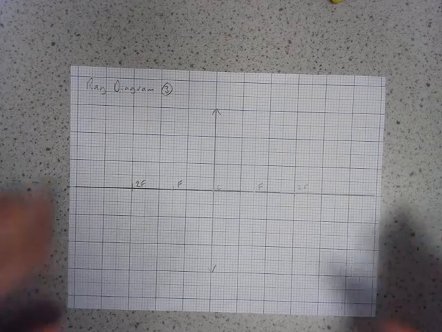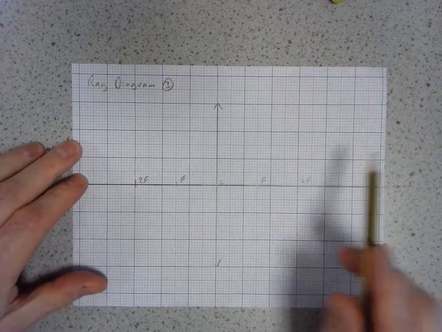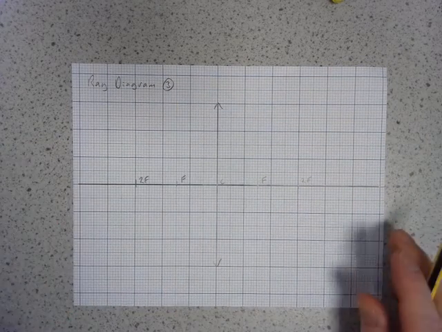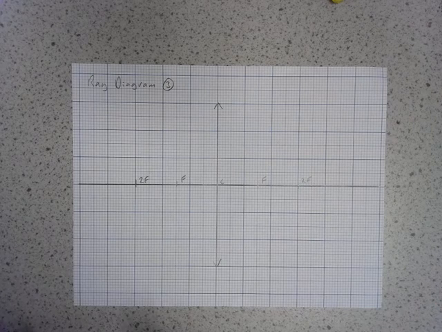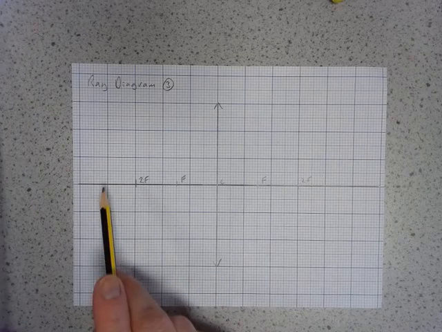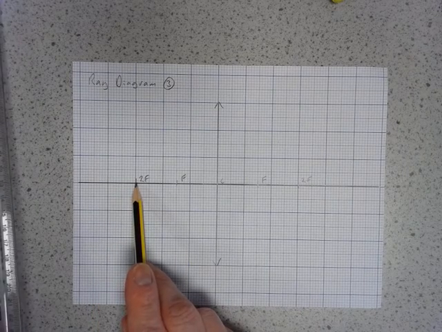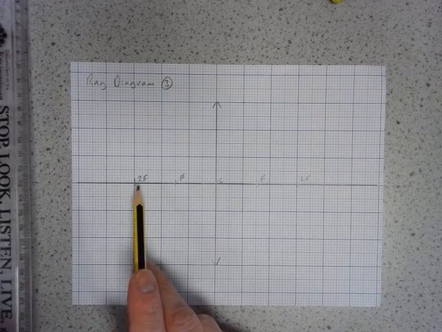Right, now this seems to be working, so I'm going to keep going and draw ray diagram number 3, although this is going to be video number 4. I hope that's not too confusing. Now, we've placed an object outside 2F, we've placed an object at 2F. Can you see where we're going to go next?